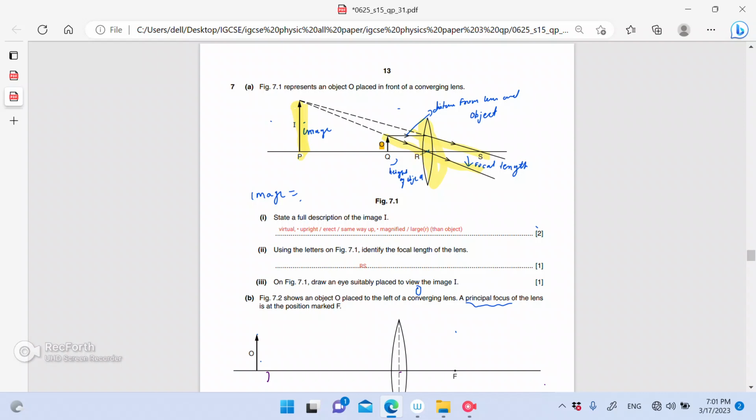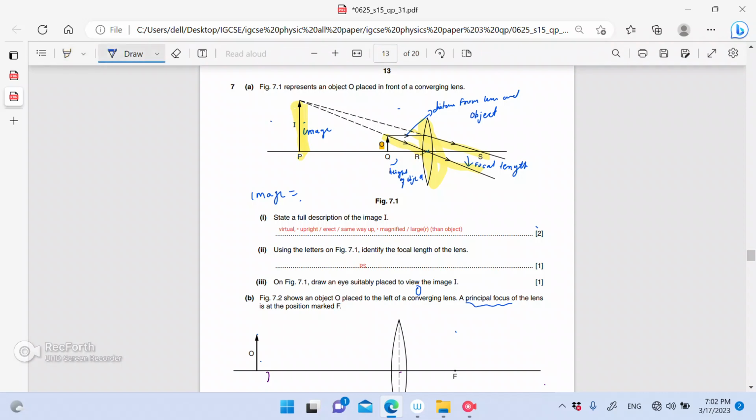So which is this? It happens in which one? In the magnifying glass. In magnifying glass only, the image forms on the backside of the object. So describe it. What will you describe? This is vertical and upright or erect.